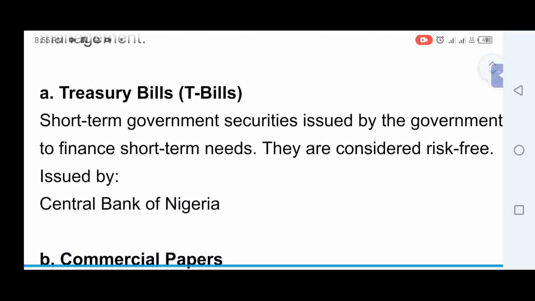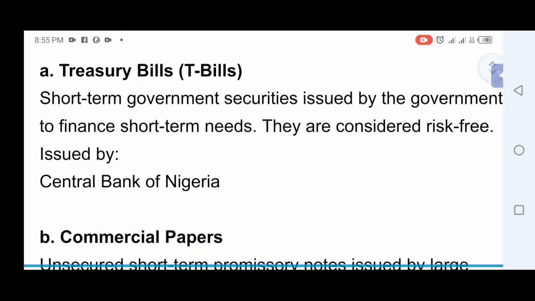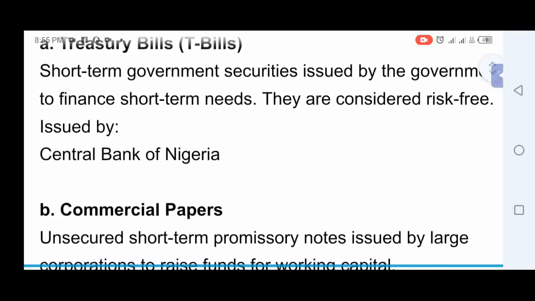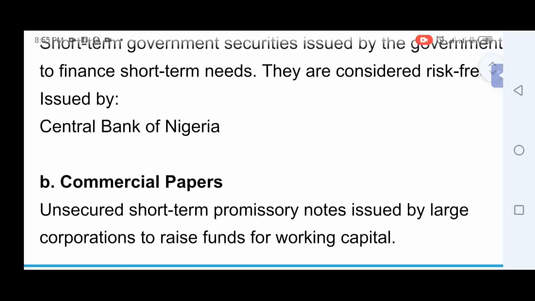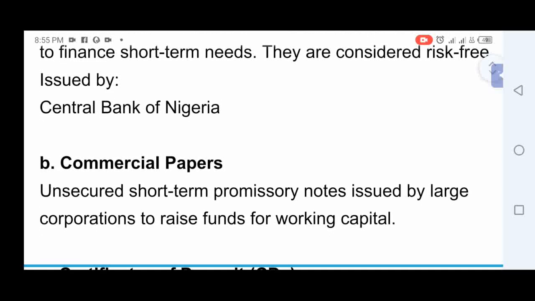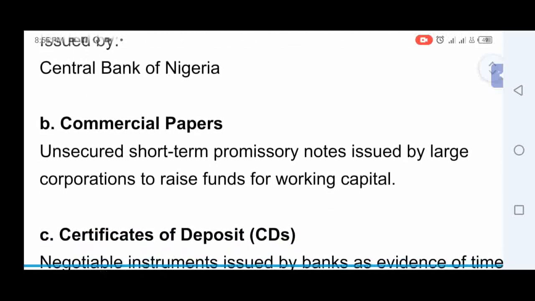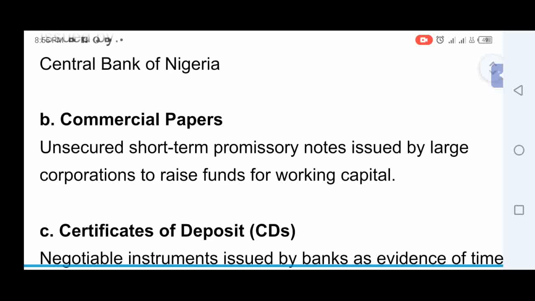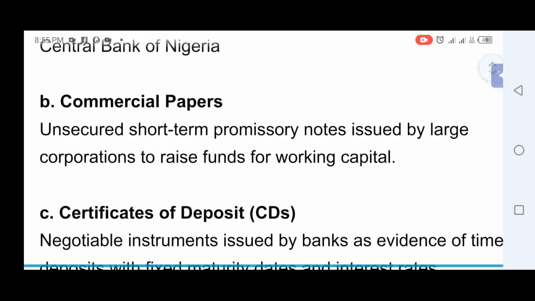Issued by Central Bank of Nigeria. B. Commercial papers. This is an unsecured short-term promissory note issued by large corporations to raise funds for working capital. C. Certificates of deposit, CDs.